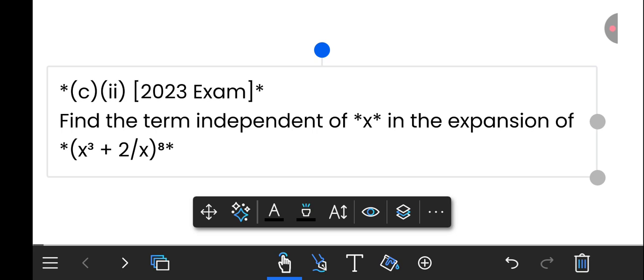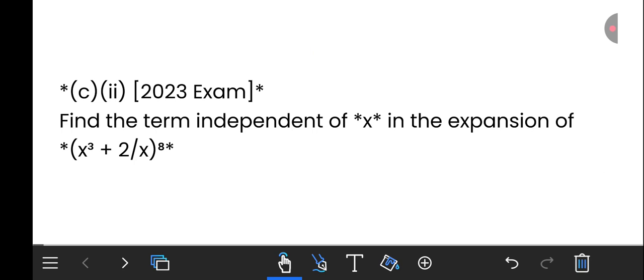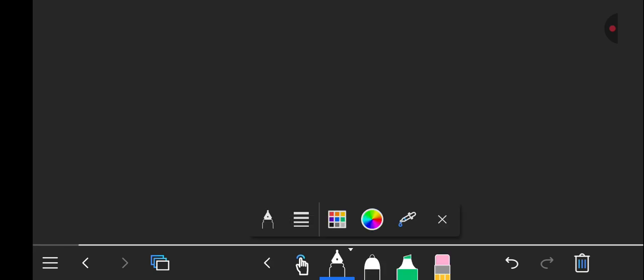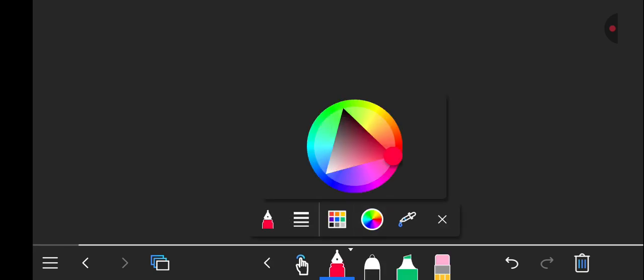see how we can find the term independent of x in this expansion, which is x raised to the power 3, x cubed plus 2 over x, everything raised to the power 8. So how can we solve this particular kind of equation? Okay, let me write it here. So the question is x cubed plus 2 over x, everything is in parentheses, raised to the power 8.